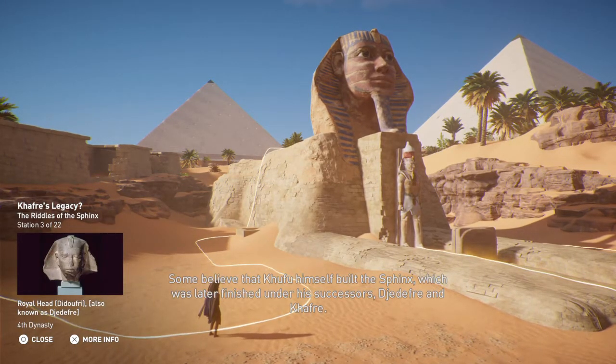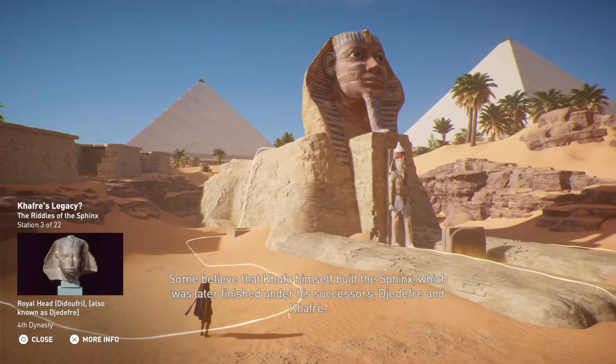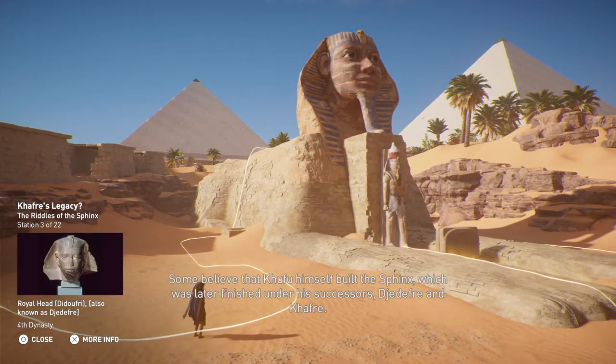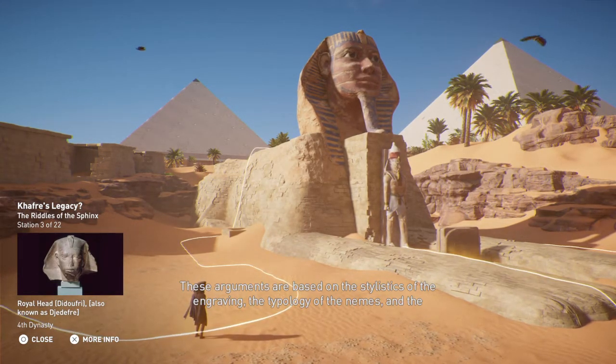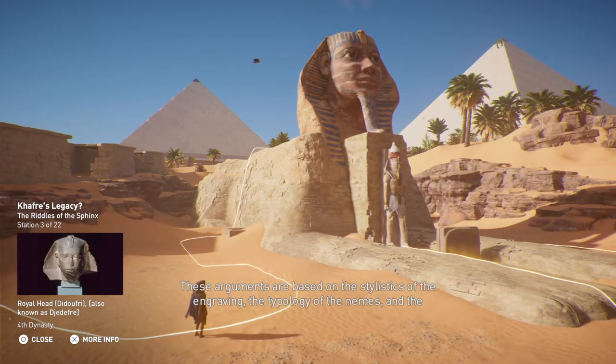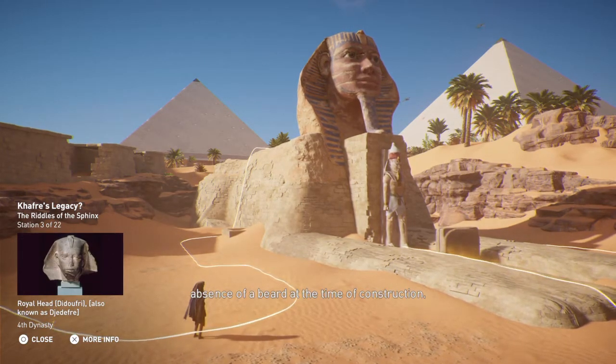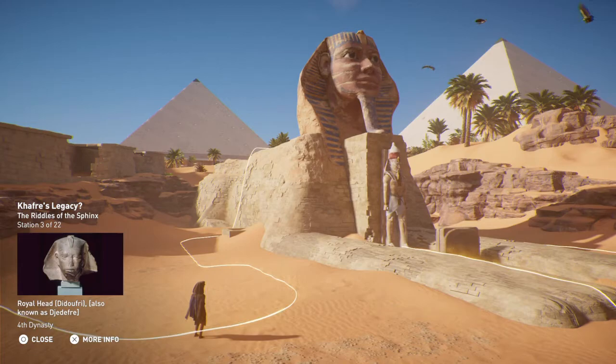Some believe that Khufu himself built the Sphinx, which was later finished under his successors, Djoser and Khafre. These arguments are based on the stylistics of the engraving, the typology of the nemes, and the absence of a beard at the time of construction.